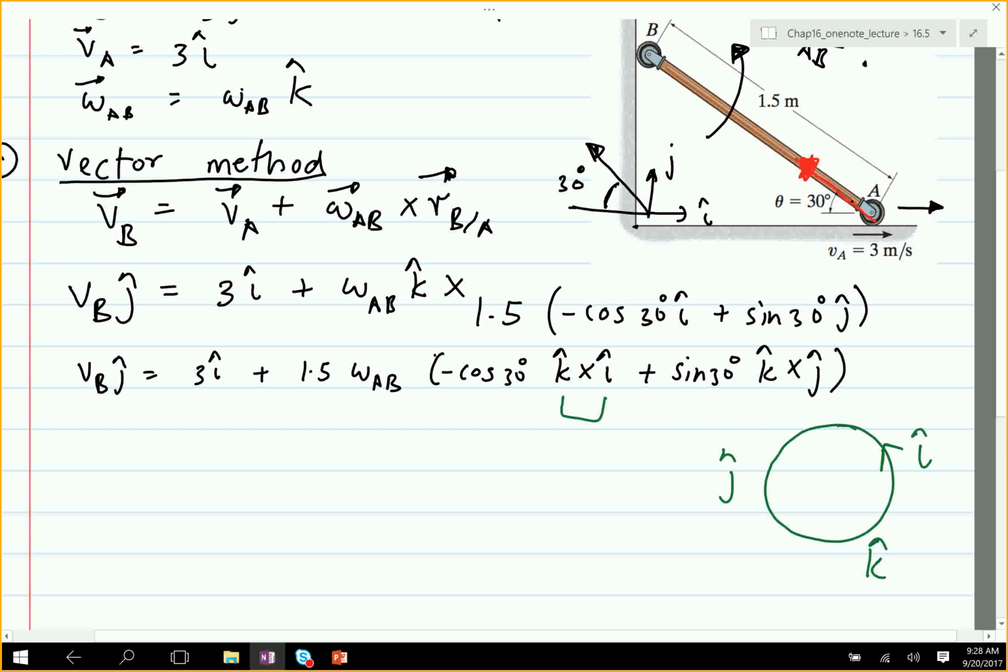So K cross I. As long as you're going from K to I, you're positive. So K cross I is J. And K cross J, so if I want to go from K to J, the shortest path is this way, but this is going clockwise. That's counterclockwise. Clockwise. So when you're clockwise, it's negative. So this is negative I. So that's how we do it.